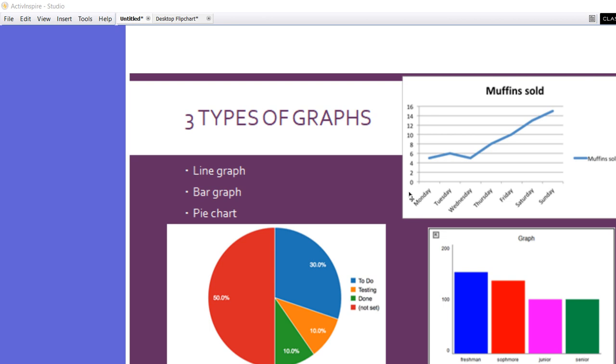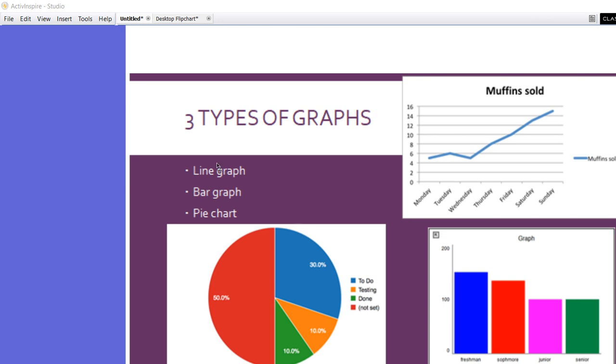Second type of graph we'll talk about is called a bar graph, and bar graphs are down here in the bottom right-hand corner of your screen. And bar graphs show us different categories, so they compare categories of information. The number of freshmen, the number of sophomores, the number of juniors, the number of seniors. So it's different categories within a whole group.